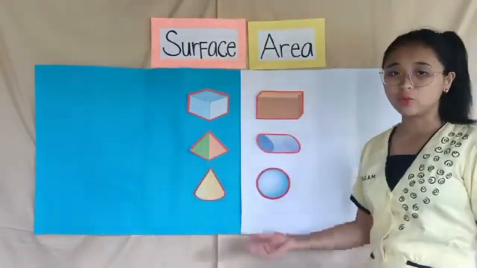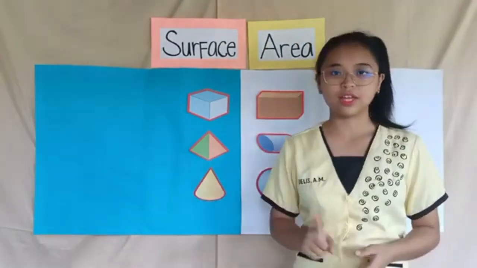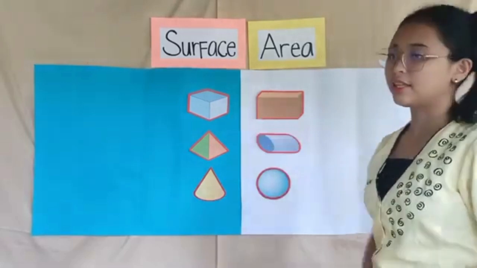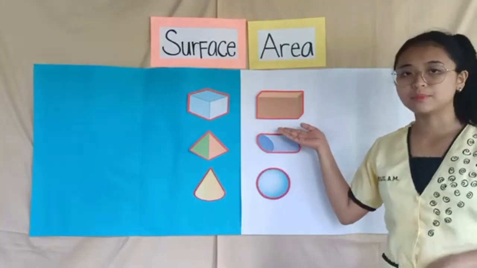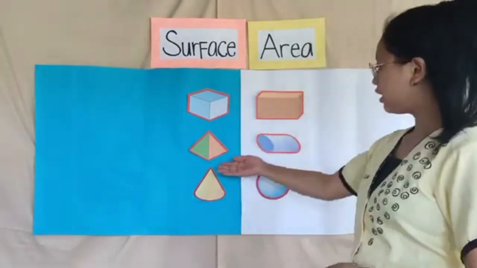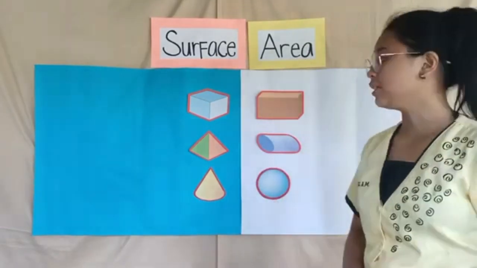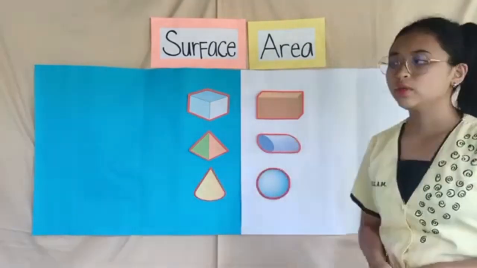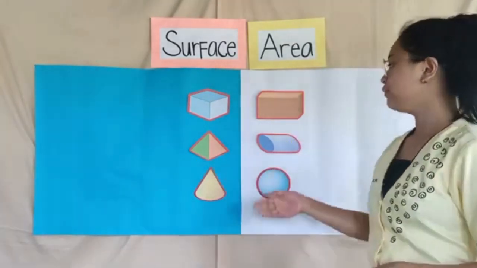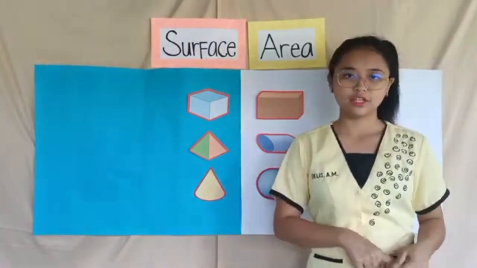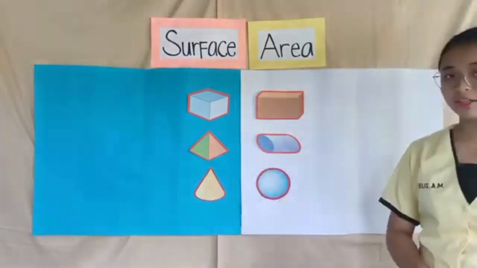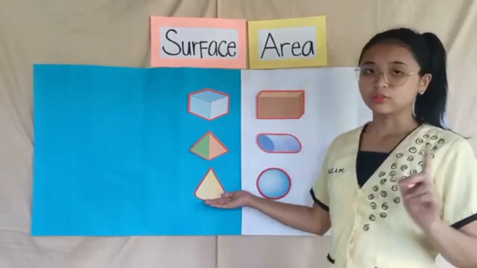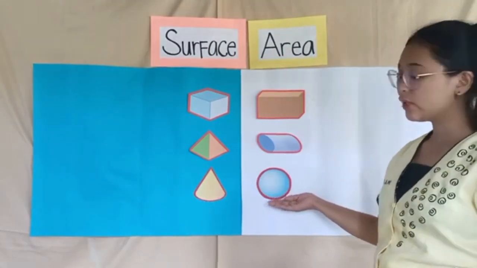So I have here pictures. And let me check if you know these objects. What do you think are the names of the first and second pictures? Very good. It is what we call cube and a rectangular prism. Now what about the third and fourth pictures? Very good. The third picture is what we call square pyramid. And the fourth picture is what we call cylinder. Now, what do you think are the names of these objects? This is what we call cone. Lastly, this is what we call sphere.